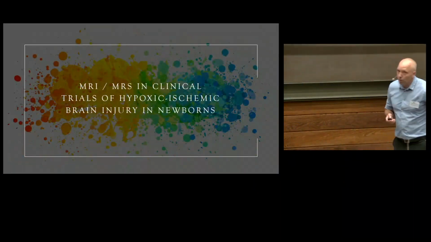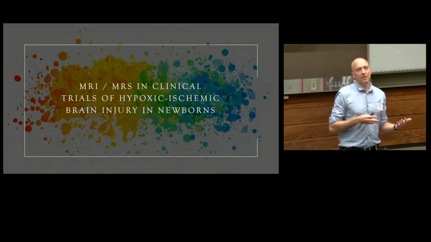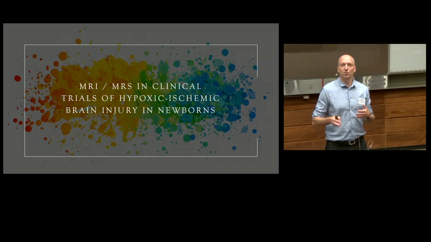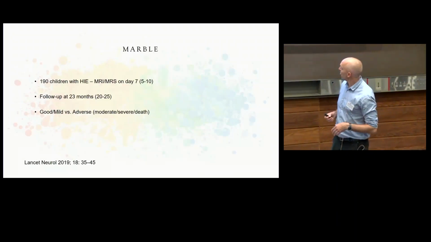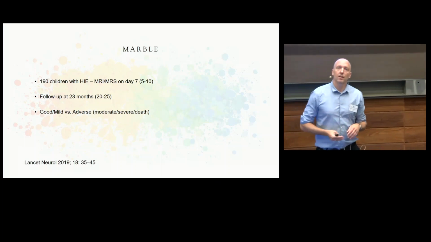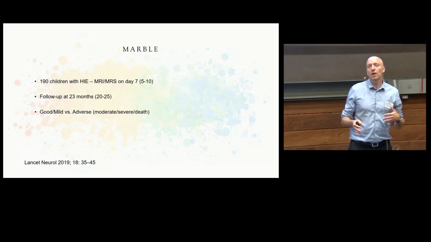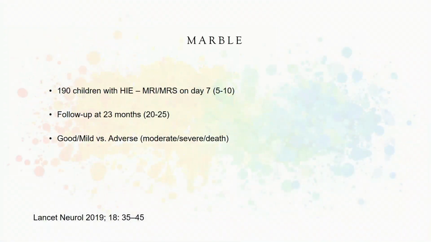Okay, so what's known from the clinical trials? Because again, we're really interested in the translation. The animal experiments are only interesting to us to the degree that they also inform us about human biology. So for the MARBLE study, I'm going to mention 3 MRI studies that looked at neurodevelopmental outcome and the ability of an early MRI to predict the later neurobehavioral outcome.